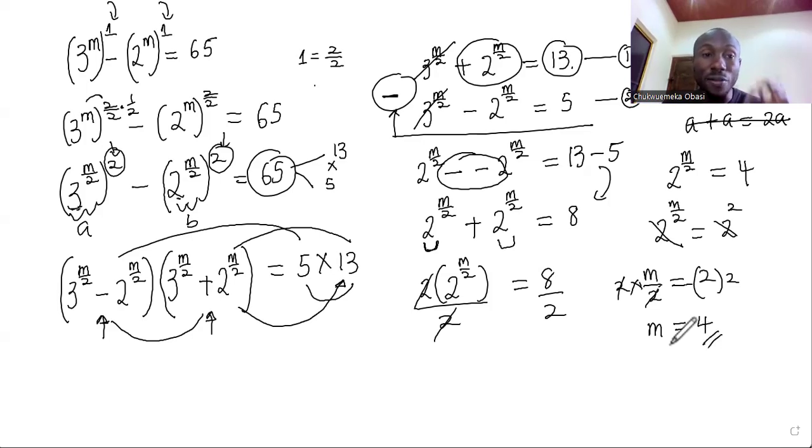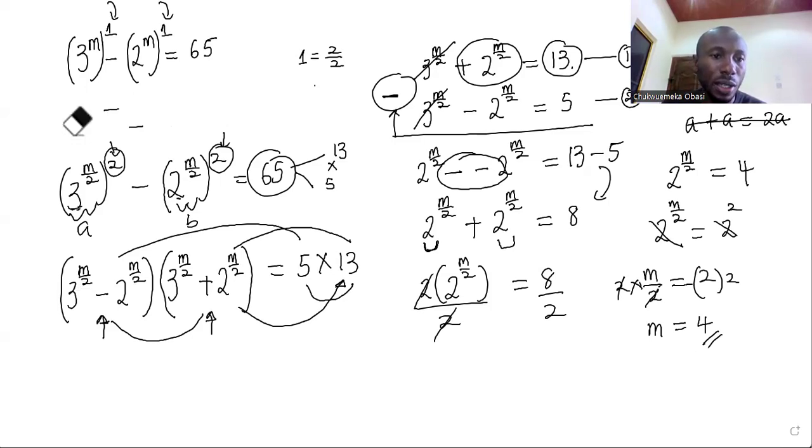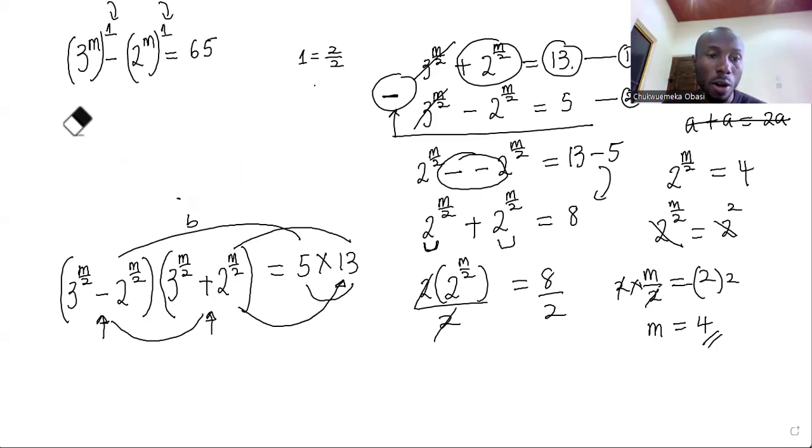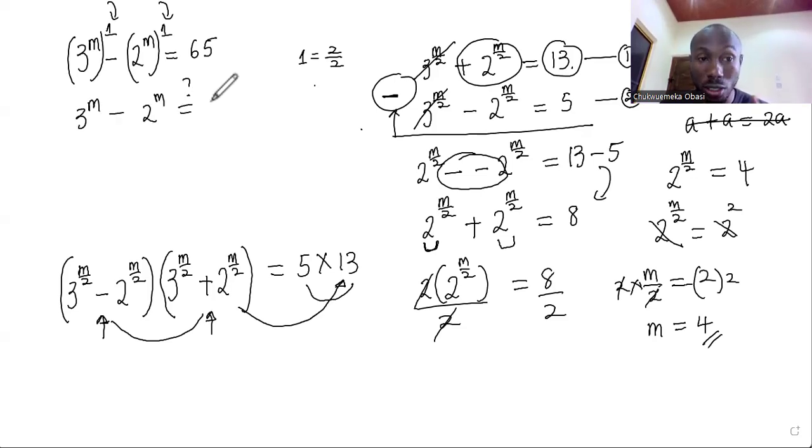So guys, the value of m that will satisfy this given equation is 4. Let us verify if that is true. Let me clean up this space so we can verify if that value of m we've got is true. All right, so let's put in the value of m. So right now we have 3^m minus 2^m. We want to see if the value of m which we got, which is 4, will give us 65. So when you plug m to be 4 here, we have 3 to the power 4. And if you plug m to be 4 here, we have 2 to the power 4.